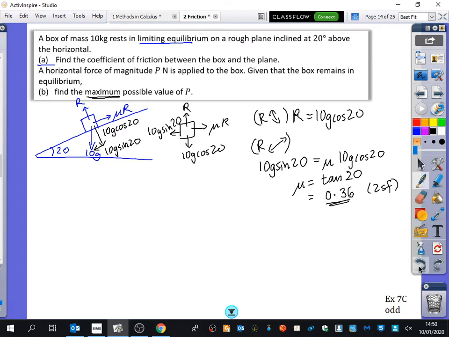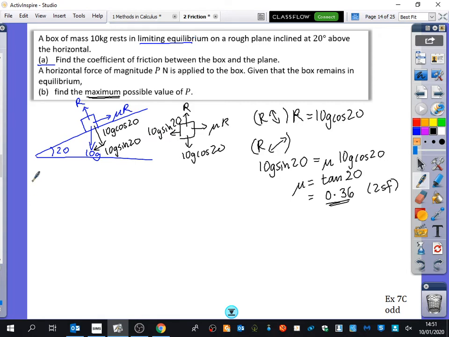Which ones can you disregard, and why? It has to be a push, correct. Why? Because it's already trying to move down, isn't it? If you pulled it, it's going to start moving down. So obviously it's not going to be wanting to move down, because we've said it's currently in limiting equilibrium, about to move down. So if I pulled it down, it's no longer going to be in equilibrium. And we want it to remain in equilibrium.